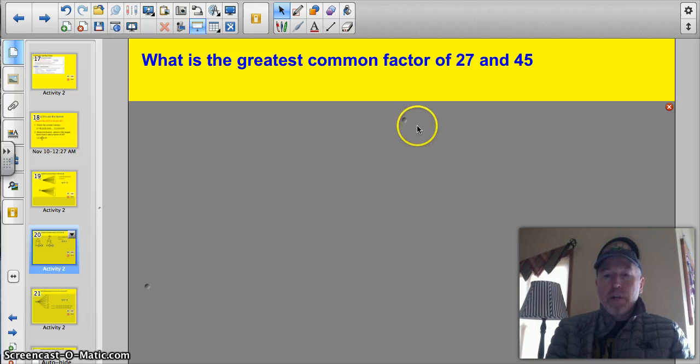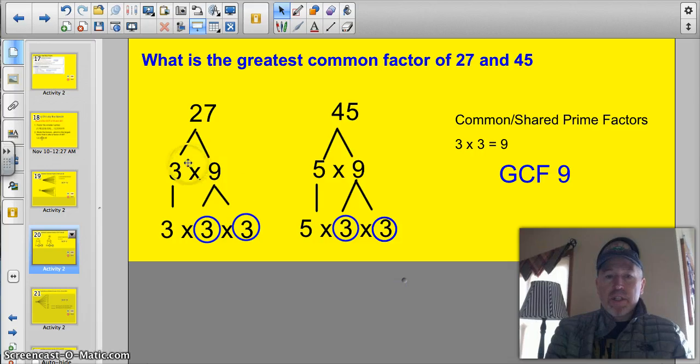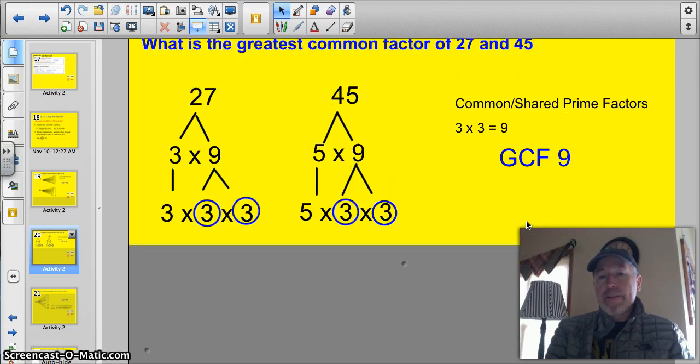All right, well, if we prime factor this one, it'll break down into this. 3 times 9 is 3 times 3 times 3, and then 45 is broken down into 5 times 9, so you got 5 times 3 times 3. Well, in this case, I've circled 2 3's that actually are shared. So the greatest common factor is going to be 3 times 3, or 9. Alrighty? If you made factor trees, you'd get the same answer.